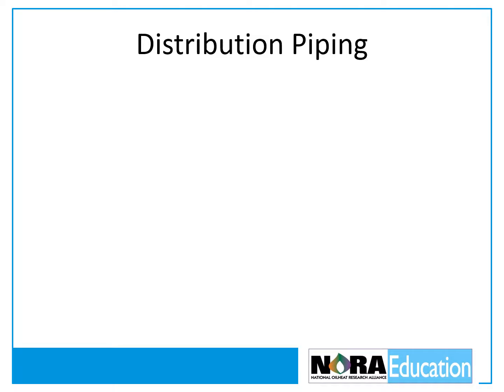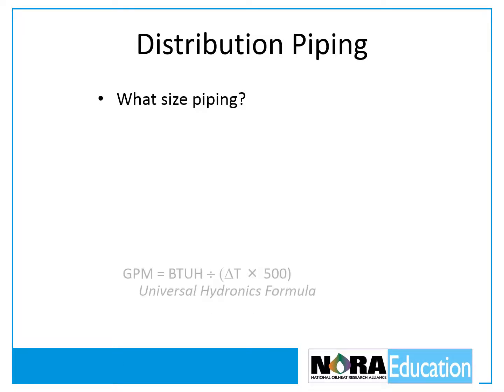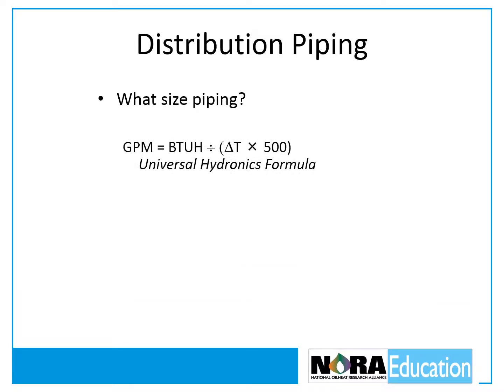Now let's try an example where the heat load required is 70,500 BTUs per hour. It's going to be delivered through a zone of baseboard, and we need to know what size piping will be required. So starting with the universal hydronics formula, which states that the gallons per minute equals the BTUs per hour divided by the delta T times 500.